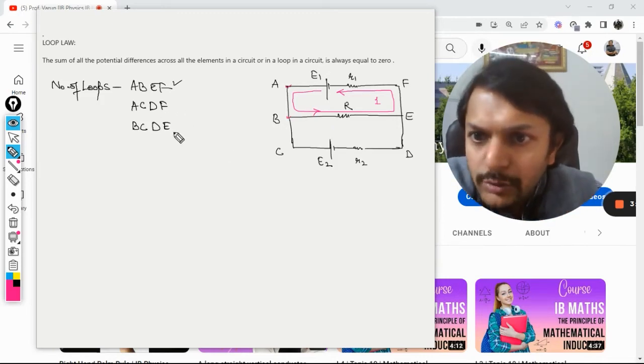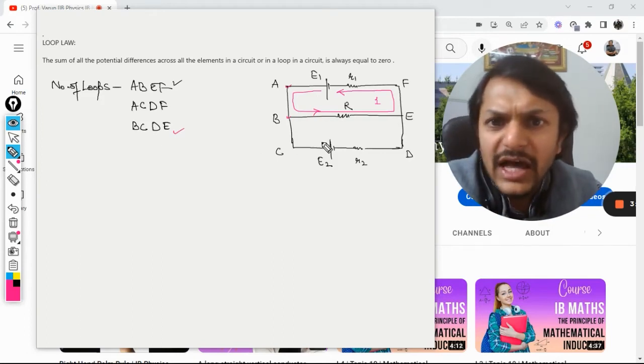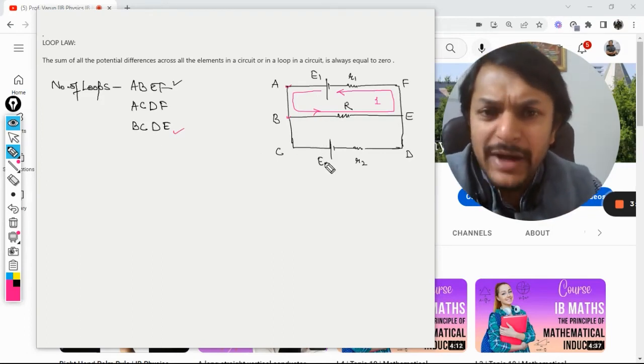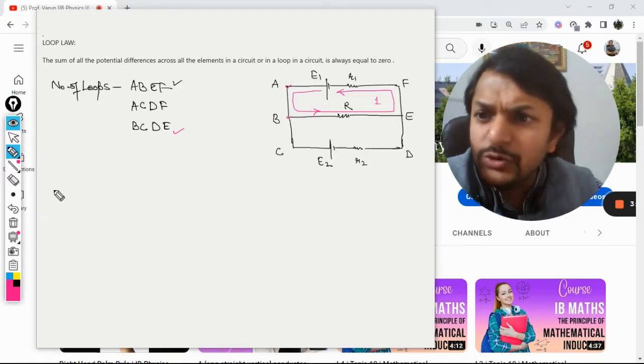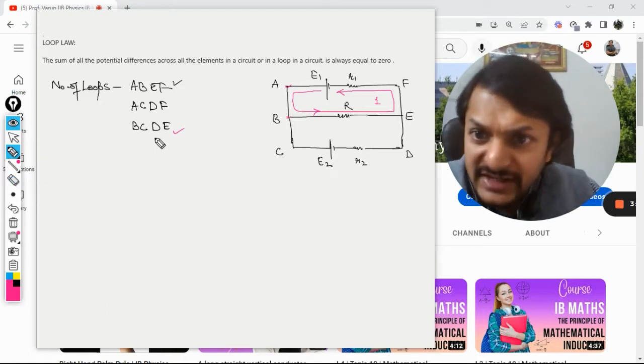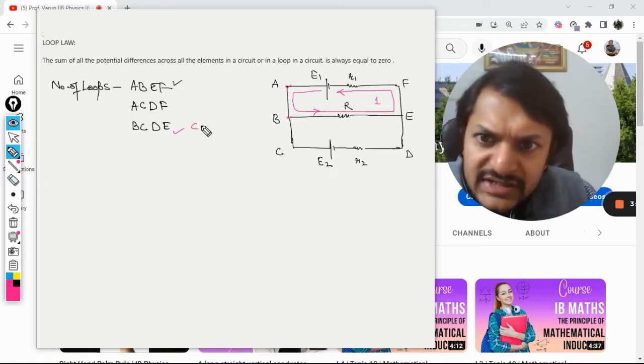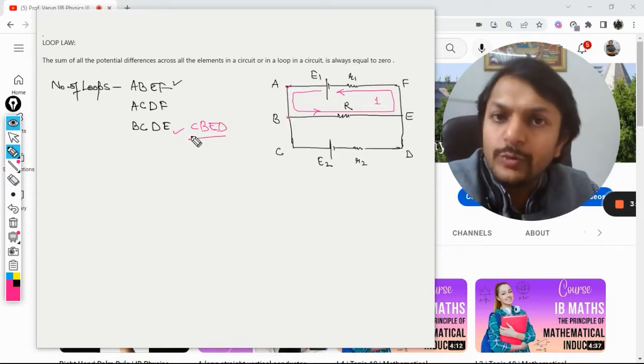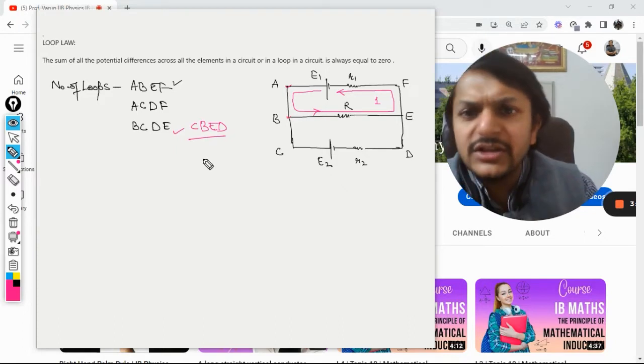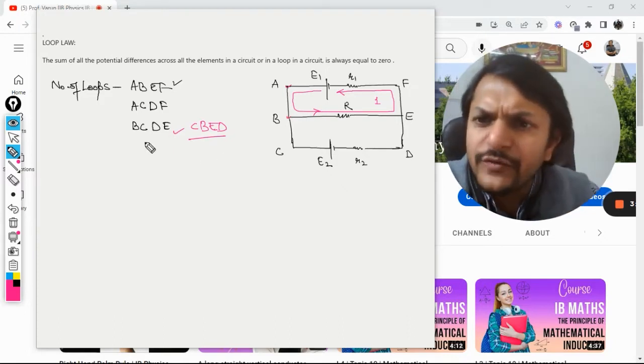Similarly, if I talk about this BCDE, so I think that we should not be violating a battery, but we can do that also. But instead of this, we should go for CB ED. We can go for this loop also. So you can run the loop in either of the directions. So let us go with BCDE only. Don't worry. Don't get confused.